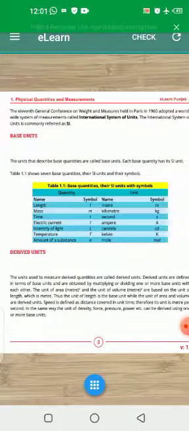And the number 2 is derived unit. So the units which describe derived quantities are called derived units. As we have discussed the example of area, so the unit of area is meter square. Meter is a base unit, but when we use 2 meters, it becomes meter square, and then it is called a derived unit.